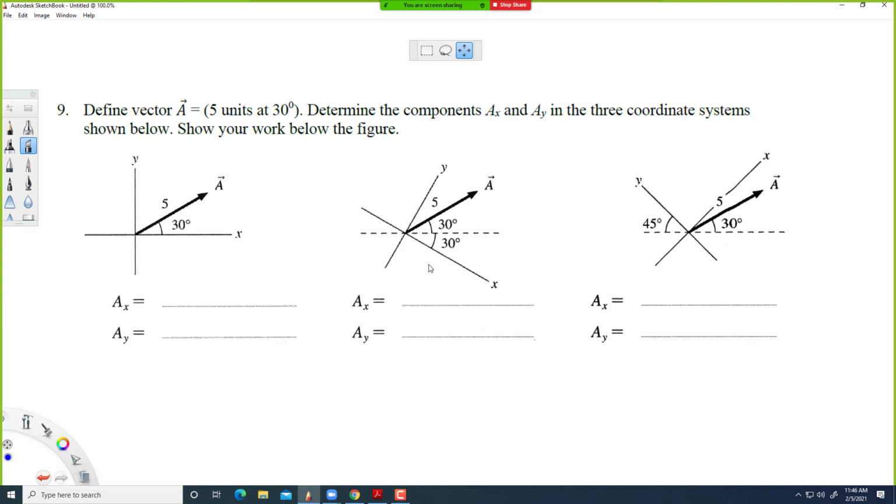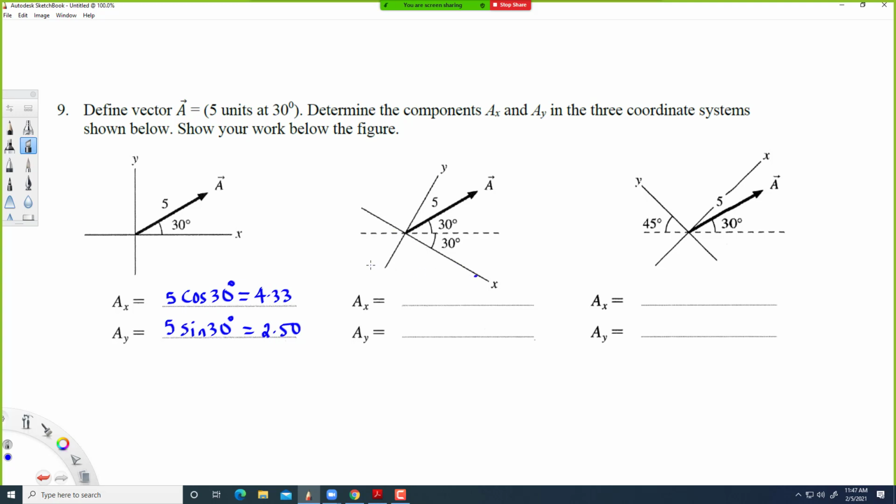Okay, so the first one is straightforward. Just use 5 as the magnitude. For the x component, we use cosine 30 degrees. The y component is magnitude times sine 30 degrees. Okay, so the value of this one is 4.33. The value of this one is 2.50.